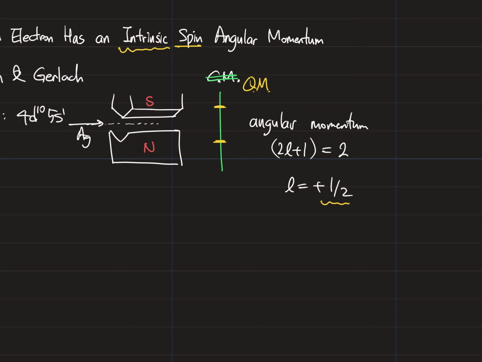Orbitals have the integer number L. So L equals 0 is the s orbital, L equals 1 is the p orbital, but we have never seen an L value equal to half integer. So people think that the electron might have its own angular momentum.